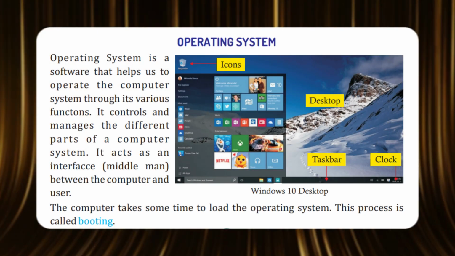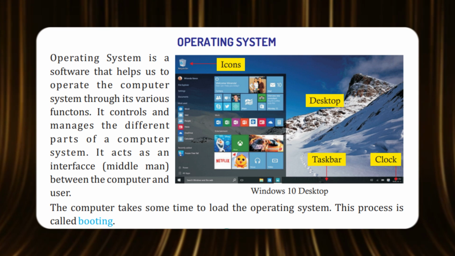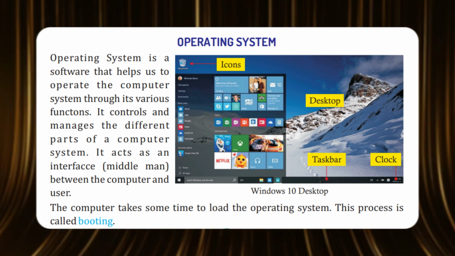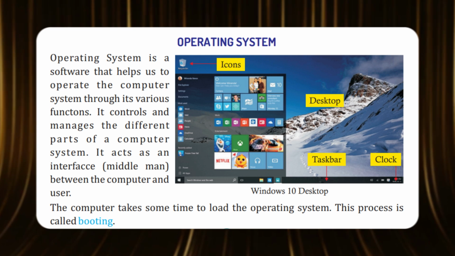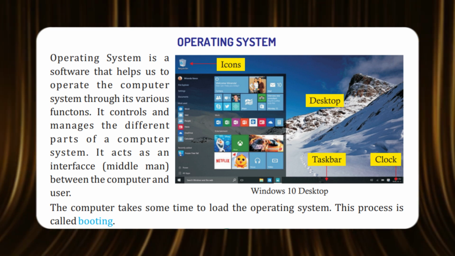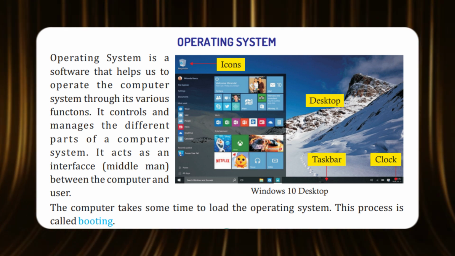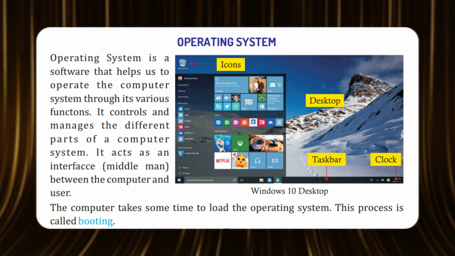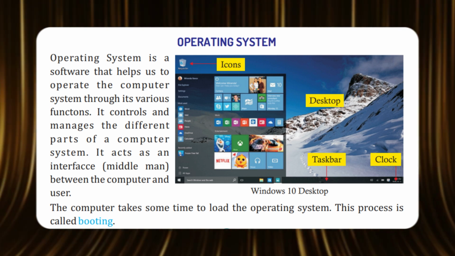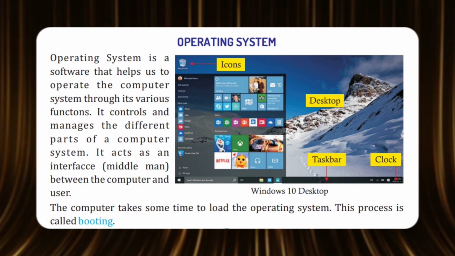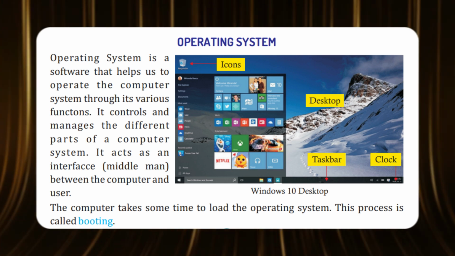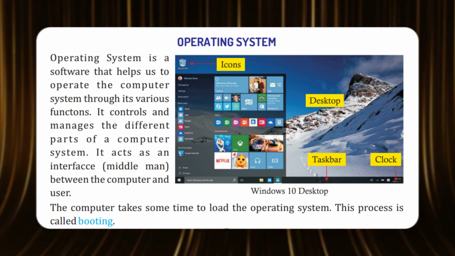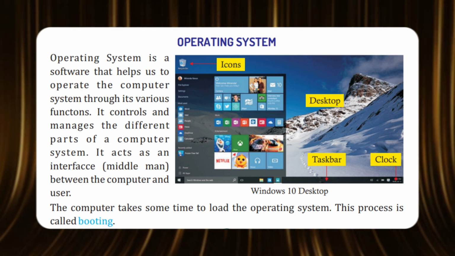Operating system. An operating system is a software that helps us to operate the computer system through its various functions. It controls and manages the different parts of a computer system. It acts as an interface, a middleman, between the computer and the user. The computer takes some time to load the operating system. This process is called booting.